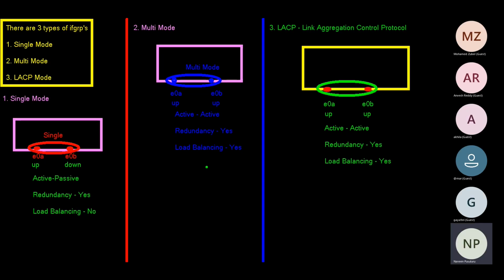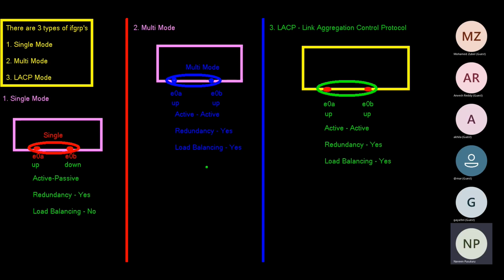Both the ports are up and running. My LACP is also active. Both the ports are up and running. Then what is the difference between multi-mode and LACP? Why LACP? They have again introduced LACP when we have multi-mode. What is the point? What is the difference?